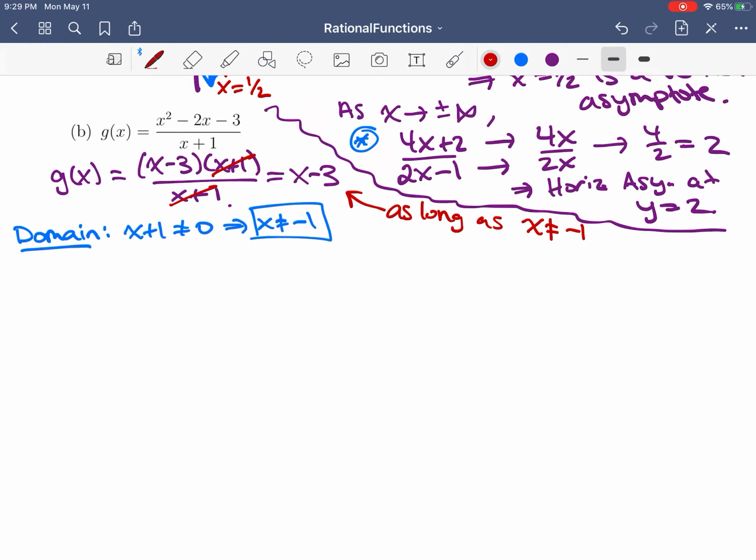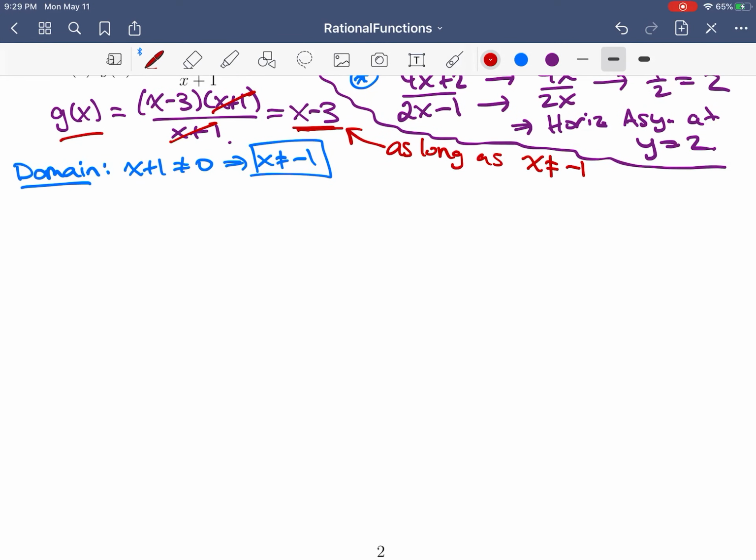So if you have 0 over 0, you can't actually cancel that. But if it's a number over a number, then it's 1. So everywhere that x is not negative 1, our function, g of x, looks like the function x minus 3, which is a lot easier to sketch. At the point x equals negative 1, it's not in the domain. Okay, so really our function equals x minus 3, except at that point. So maybe I should write that down.